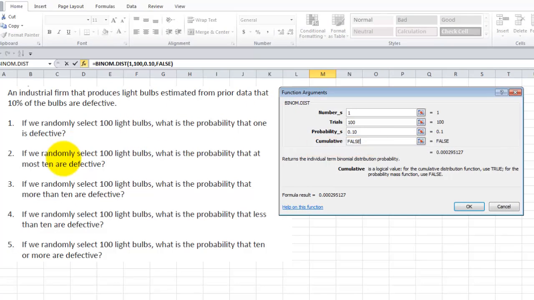Okay, so for the second one, if we randomly select 100 light bulbs, what is the probability that at most 10 are defective? At most 10 are defective means up to 10 are defective, which means we will calculate probability of x less or equal to 10, which will be probability of x equals 0 plus x equal 1 plus x equal 2 in this fashion all the way to 10, which means that we have to cumulate the probabilities from 0 up to 10. In this case, we will have to set the flag to true.